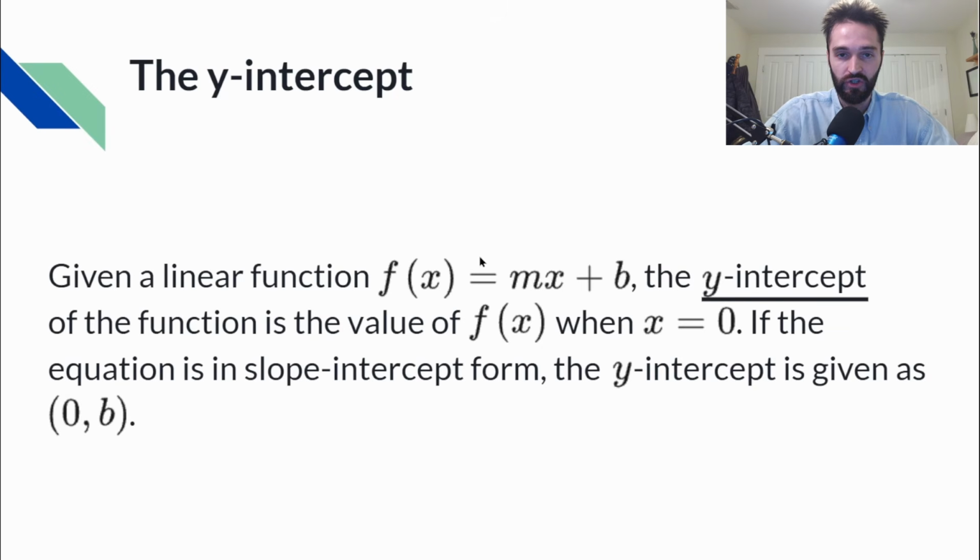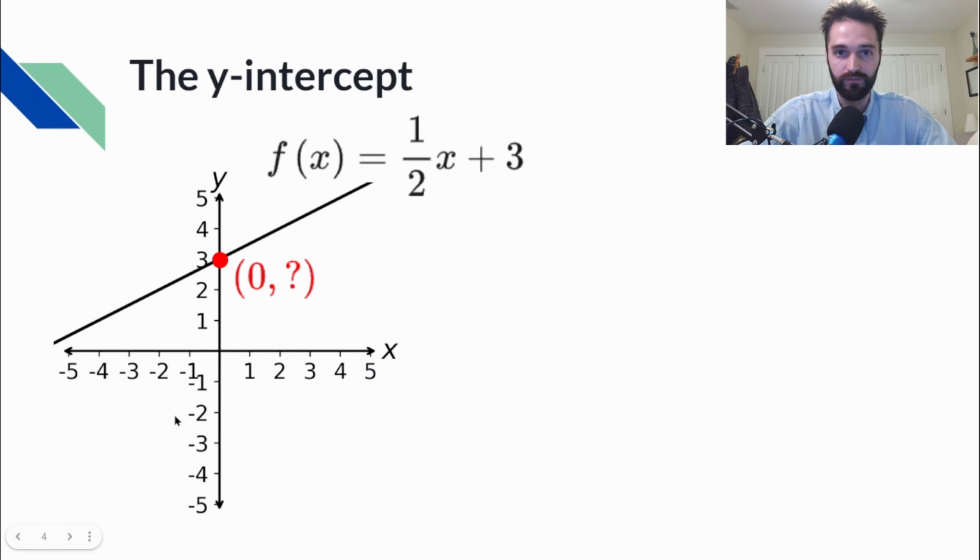Given a linear function f of x equals mx plus b, the y-intercept of the function is the value of f of x when x equals 0. Okay, it's the value of y when we're at a horizontal position of 0. We're somewhere on the y-axis. If the equation is in slope-intercept form, like it is here, then the y-intercept is given as 0, comma b. Okay, let's see an example.